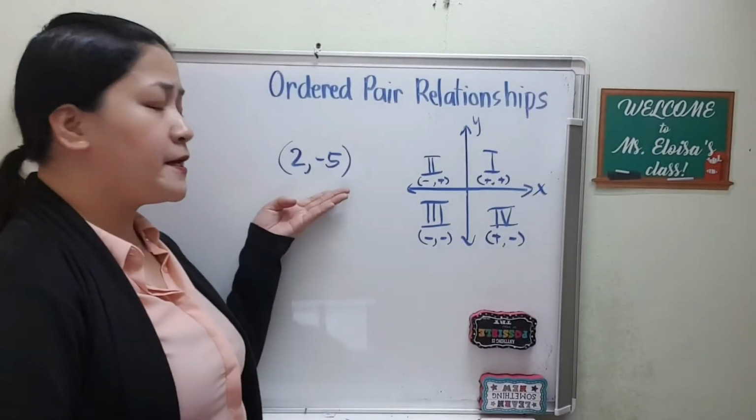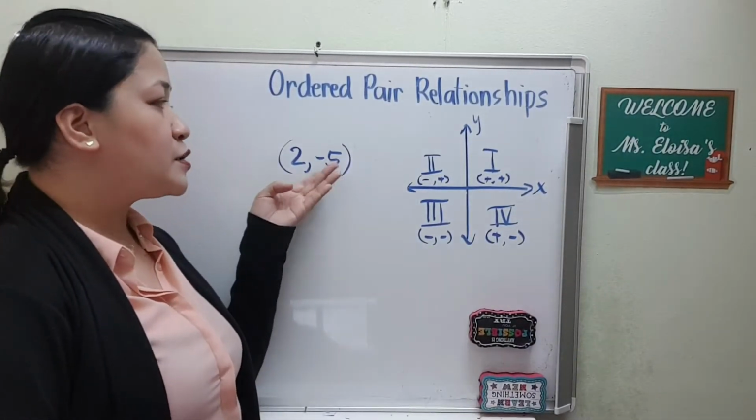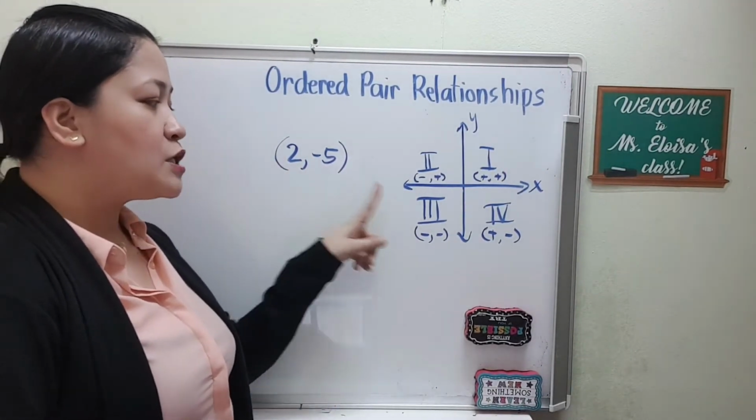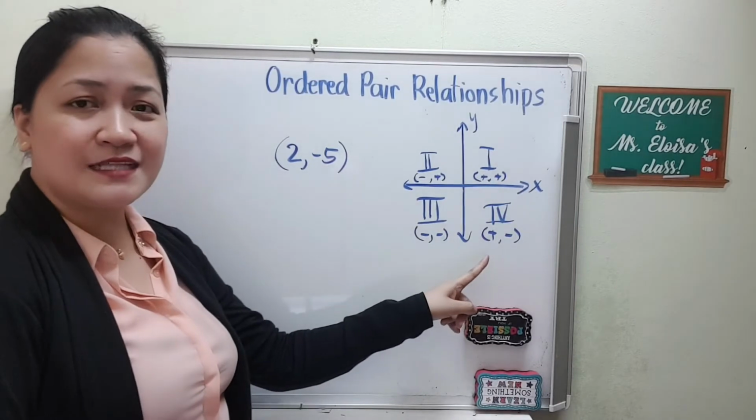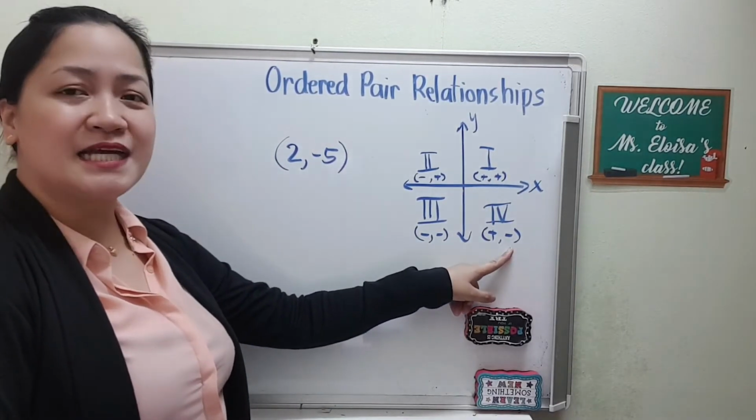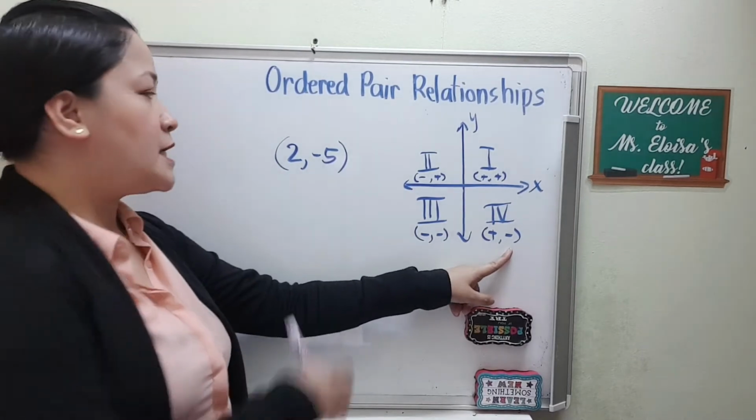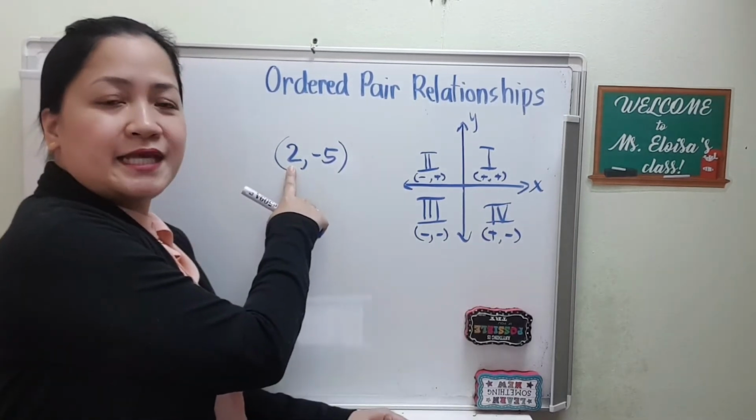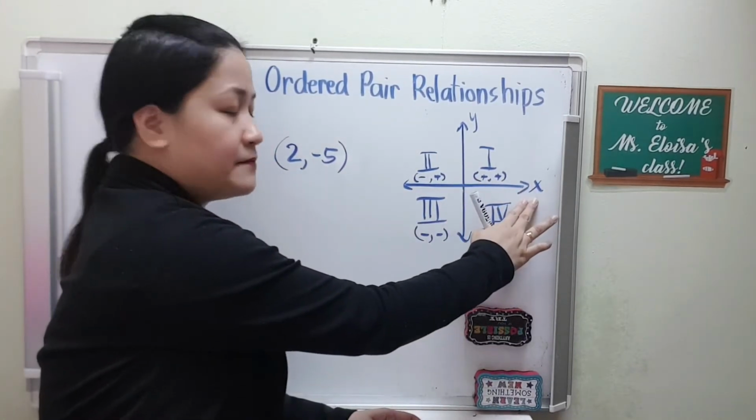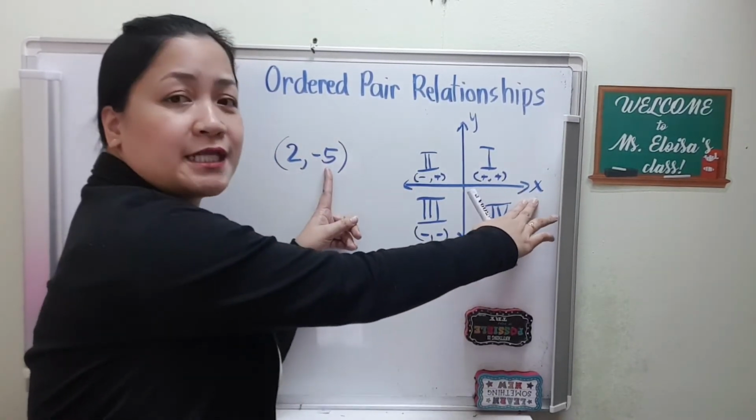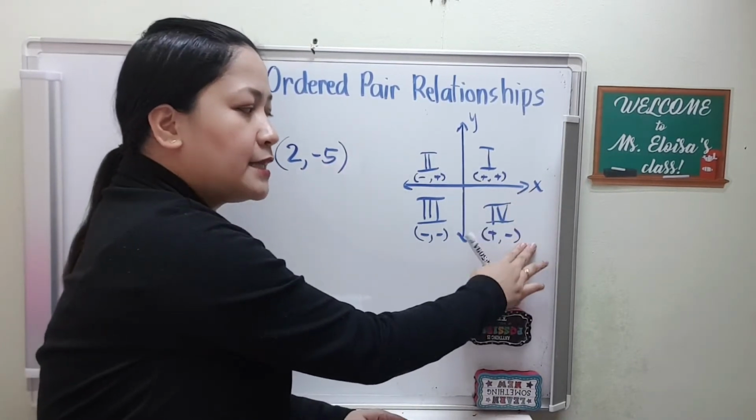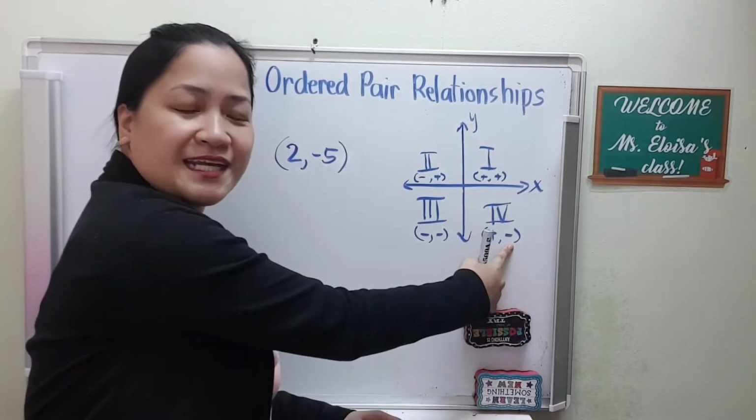How about the ordered pair 2, negative 5? Looking at the signs, we have positive, negative. So, where can we find positive, negative? That is in quadrant 4. That's correct. Now, let us see if we plot these points. Since the x-coordinate is positive, from the origin we will go to the right. And then, the y-coordinate is negative. That means we will go down. And that will land in quadrant number 4.